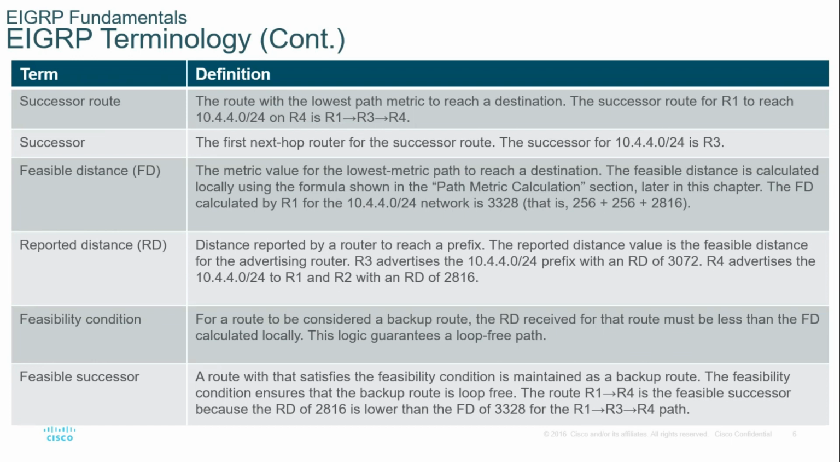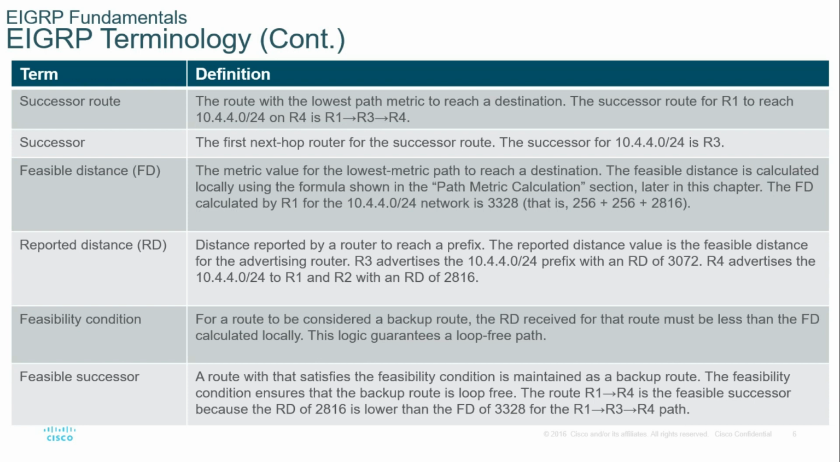Okay, so to look into detail of EIGRP terms, tadi kita tengok successor route dengan feasible successor. So ada beberapa term lagi sebenarnya, and it's important for you to remember these terms for you to understand EIGRP. So the first term tadi saya explain successor route is the best path, ataupun definition yang panjang dia adalah the route with the lowest path metric to reach a destination.